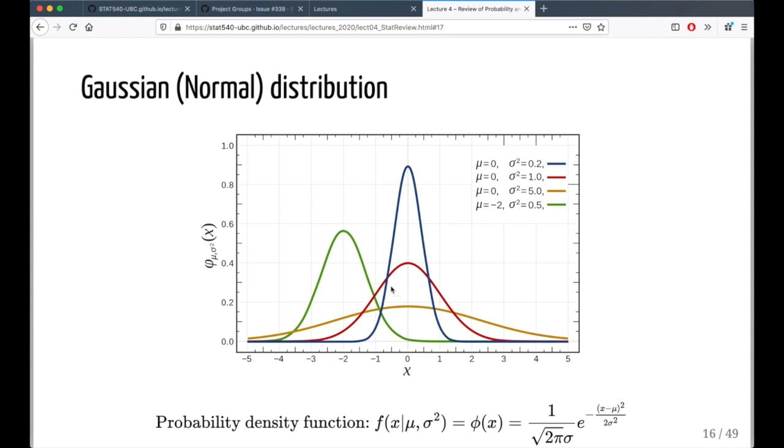And again, all of these functions above are just plots of the same probability density function from the previous slide. So these curves are obtained from this function, plugging in those particular mu and sigma values.